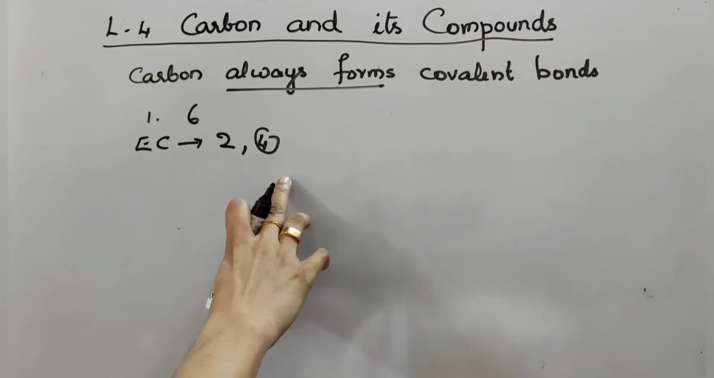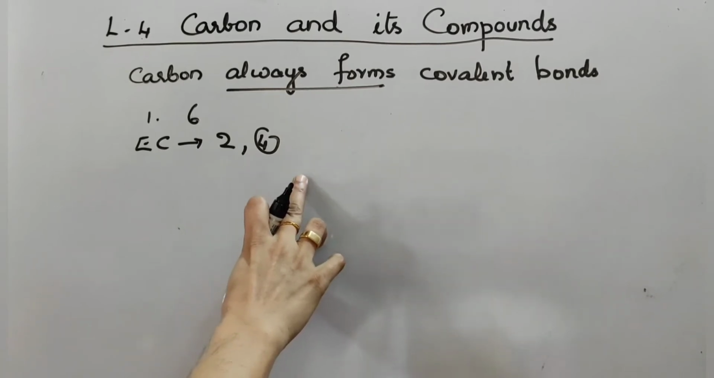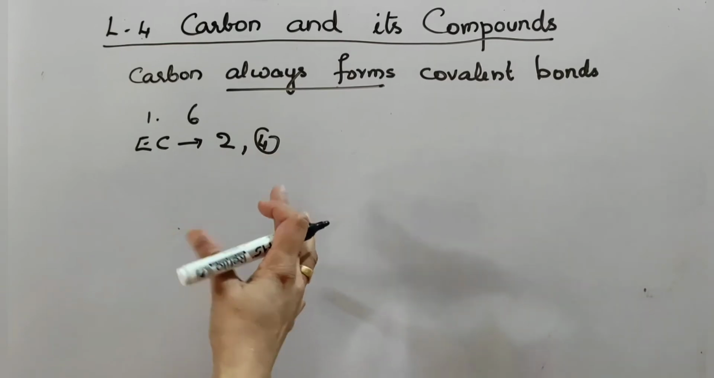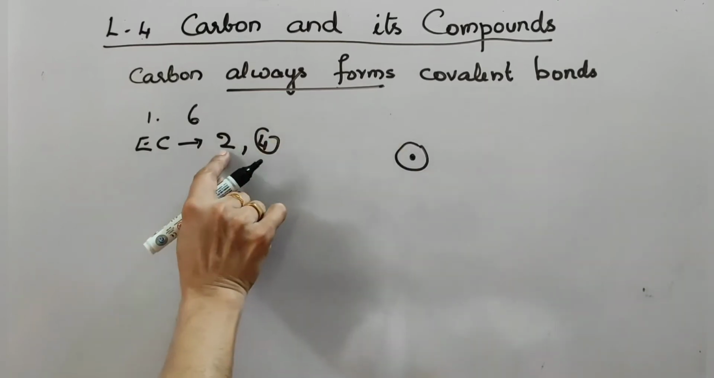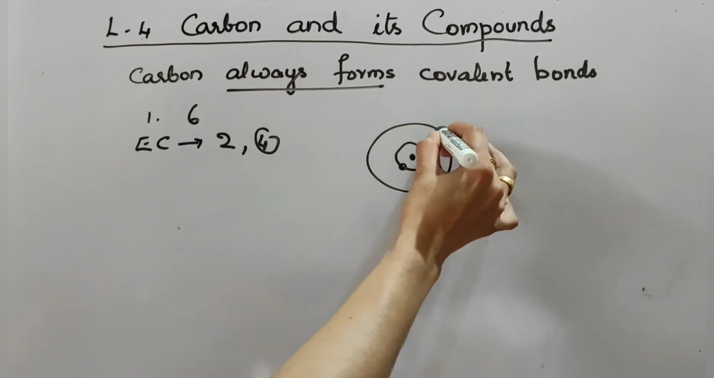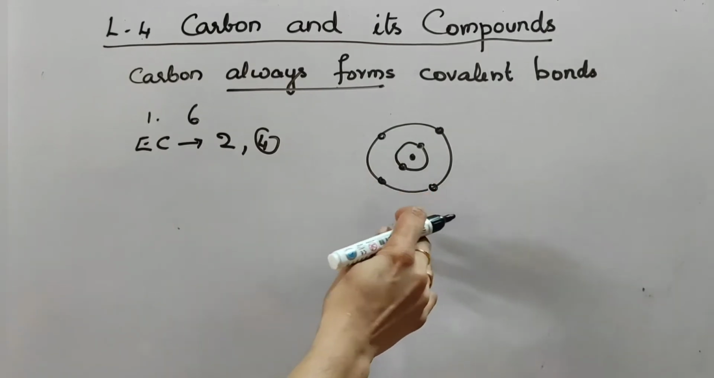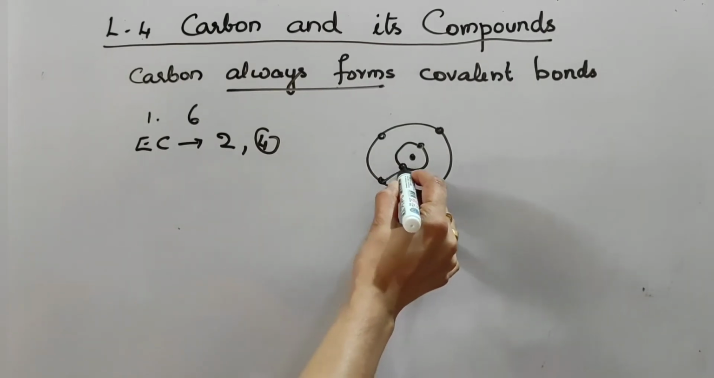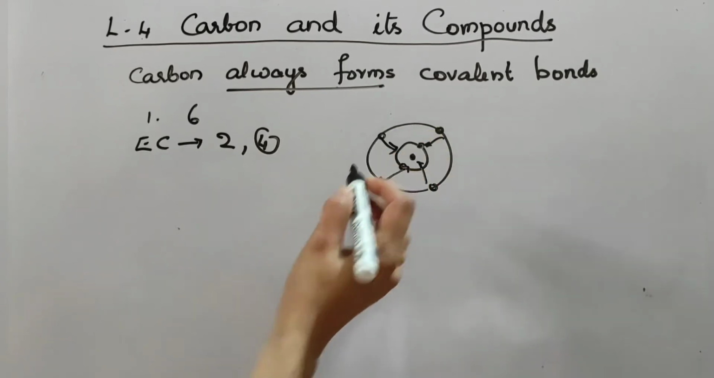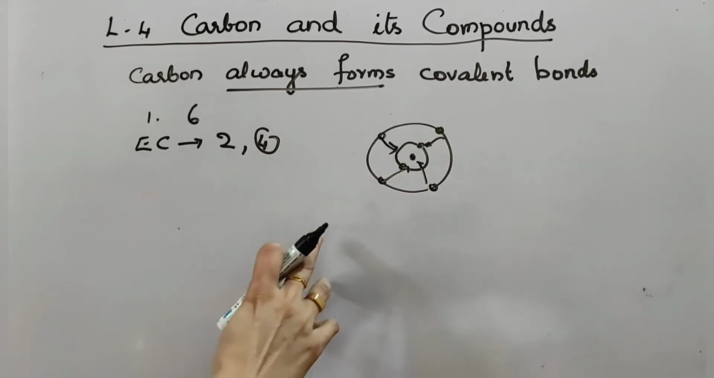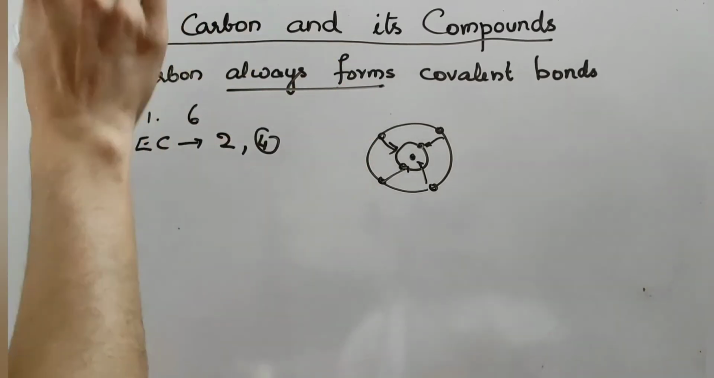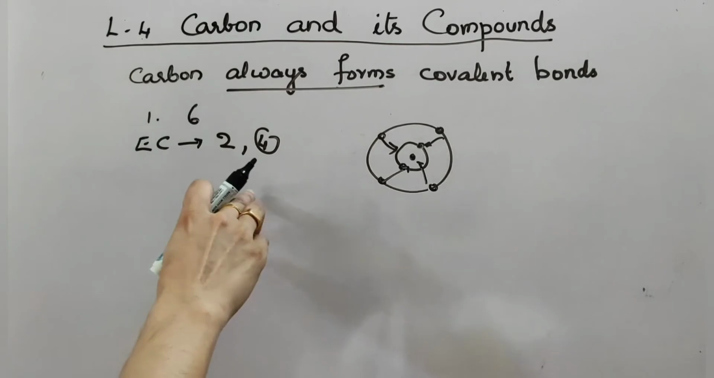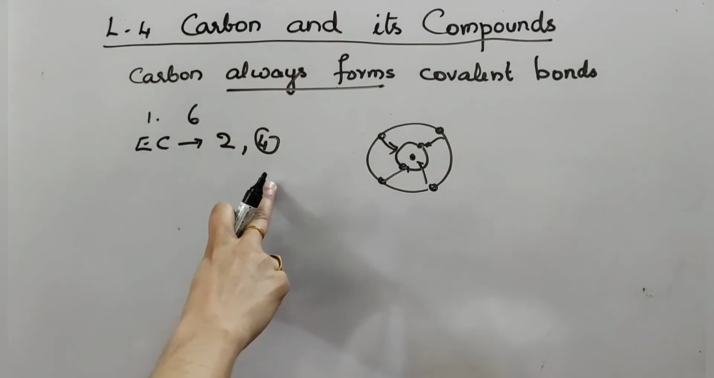Here the carbon atom is small. The outermost electrons are strongly held by the nucleus. Look at this structure: the nucleus, the first shell contains 2 electrons and the second shell contains 4 electrons. These outermost shell electrons are strongly held by the nucleus, so the size of the atom is very small. So it is not possible to remove 4 electrons from the carbon atom, and it is not possible to add 4 electrons to the carbon atom to acquire the inert gas configuration.